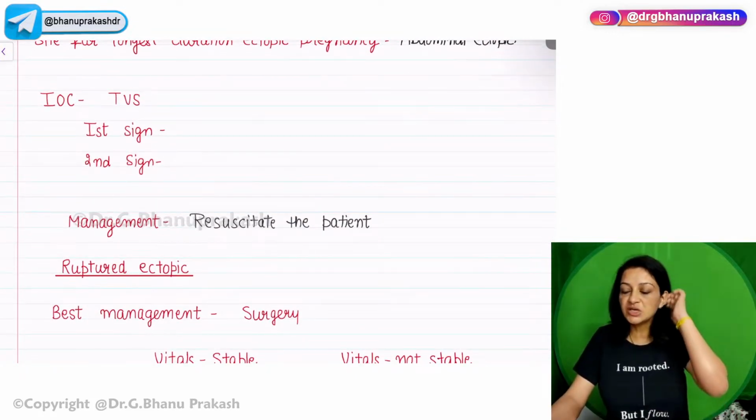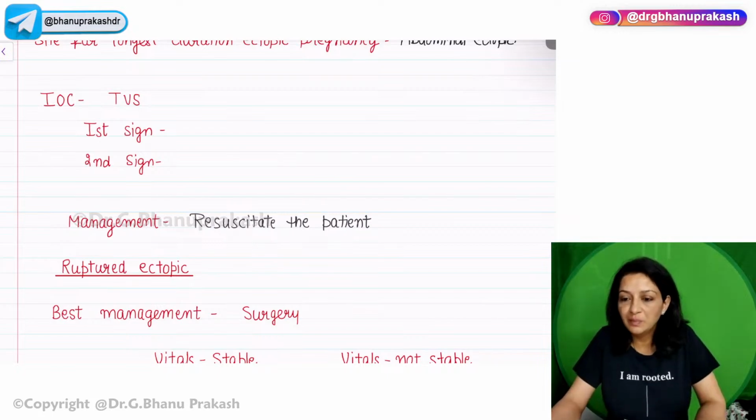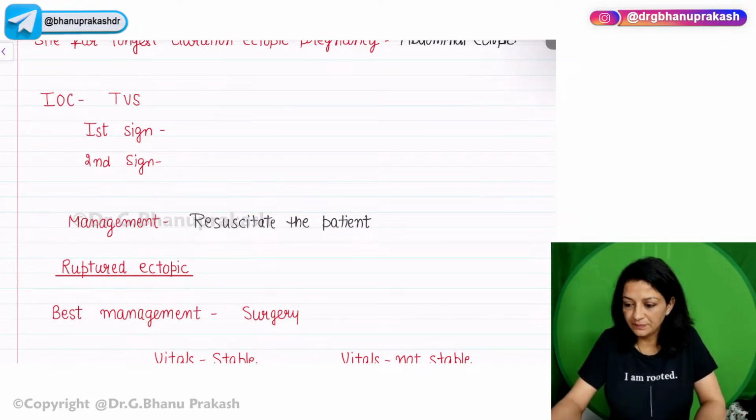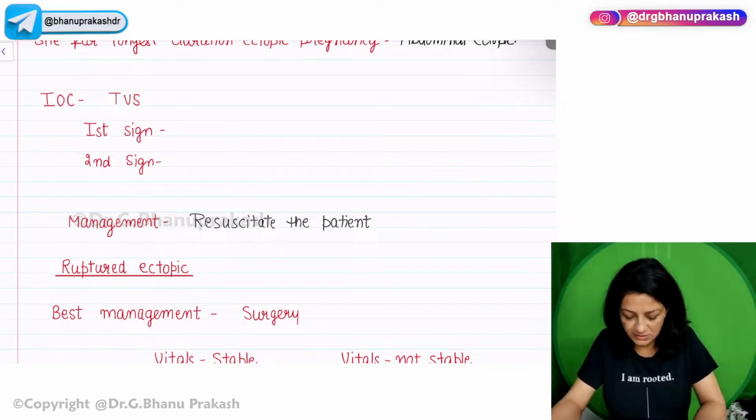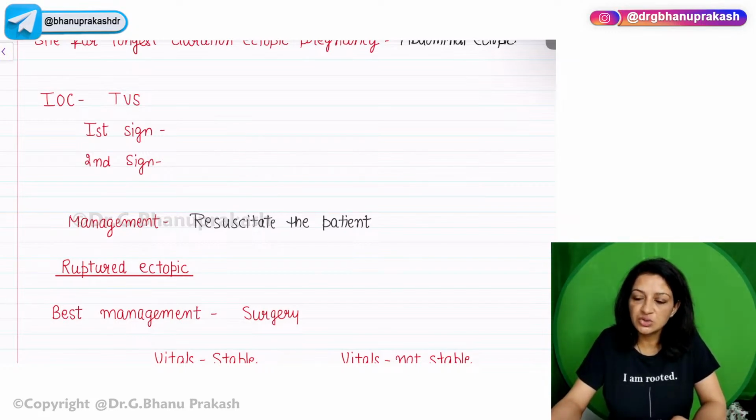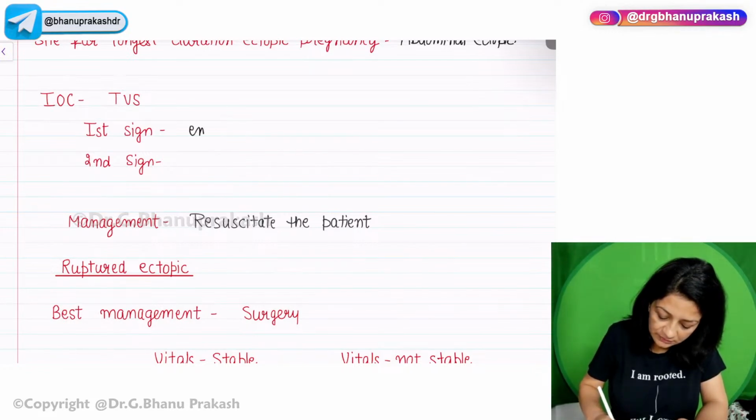If a patient comes to you with a complaint of bleeding PV with a history of amenorrhea of 6 to 10 weeks, the first step is UPT. UPT will be positive. The investigation of choice is transvaginal sonography. The first sign is an empty uterus.